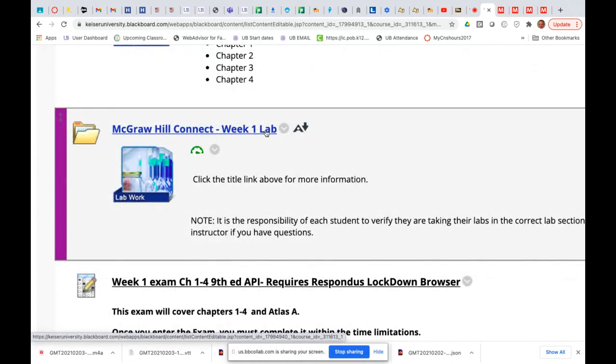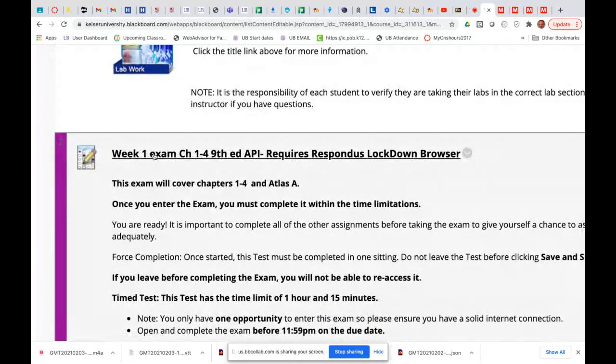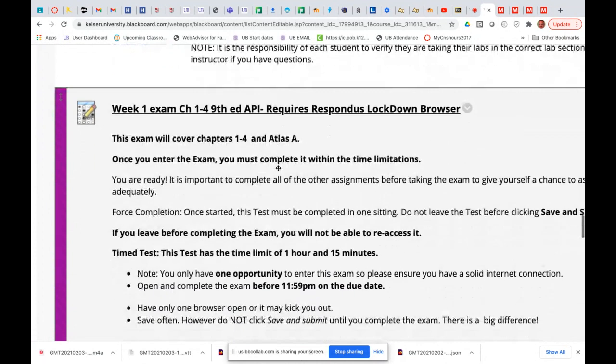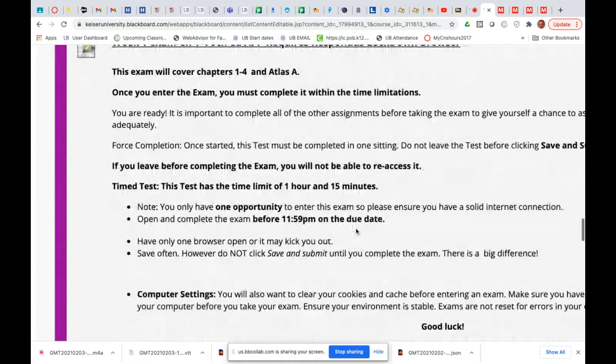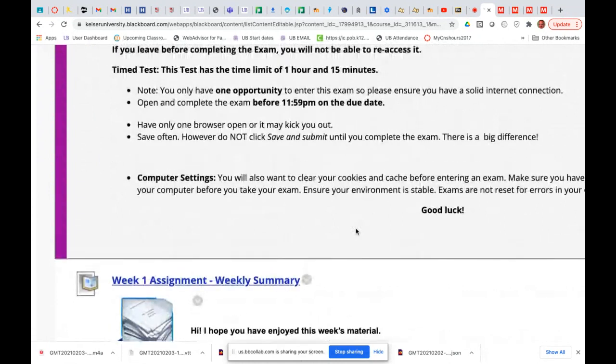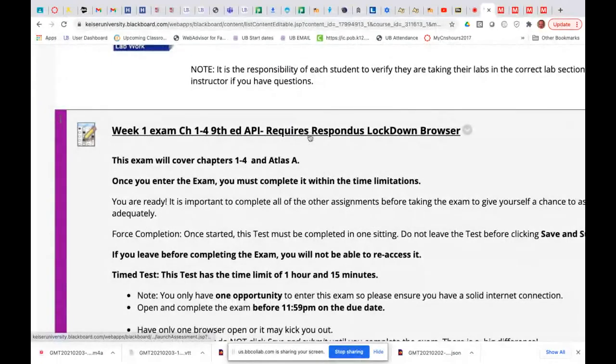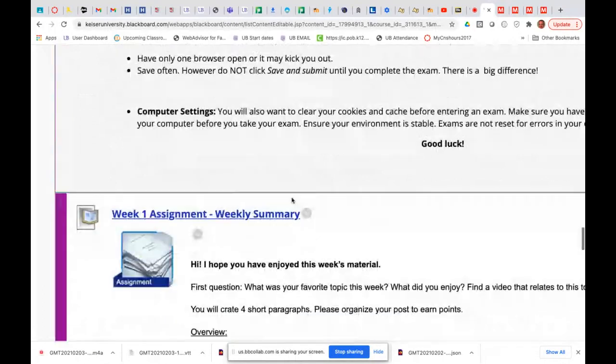Here is the McGraw-Hill Week 1 lab. I'm going to come back to this for a second. Underneath that is your Week 1 Respondus lockdown browser, where you're going to take your first exam. You do have plenty of time for that first lecture exam. It gives you an hour and 15 minutes. I think there's about 25 questions, so that is an incredible amount of time to take that exam. There are no codes for that, not if you're taking it through the lockdown browser. It should take you right through.